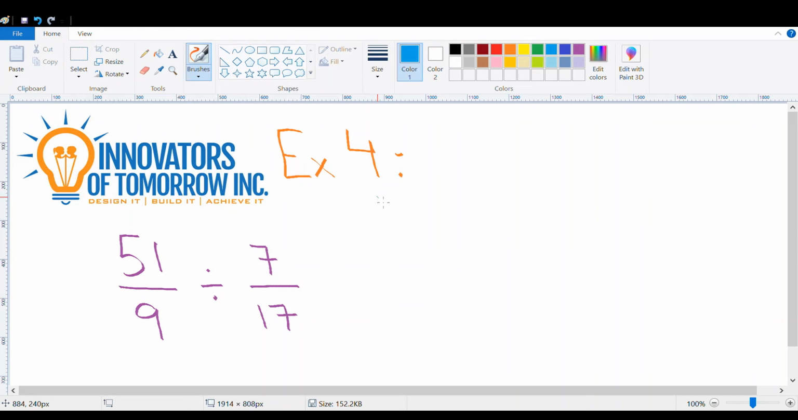Let's work another division example. Here we have 51 over 9 divided by 7 over 17. You probably noticed that 51 is divisible by 17. Does this mean we can reduce the fractions? No, we can only reduce fractions when multiplying.